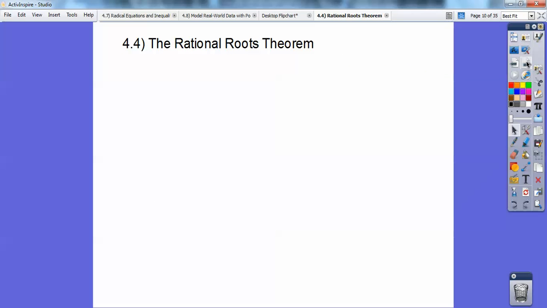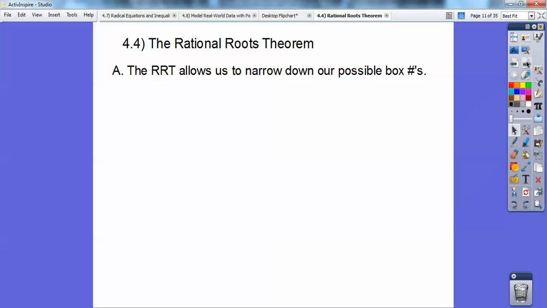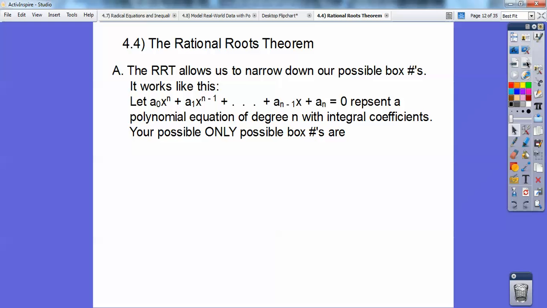Okay, so the rational roots theorem allows us to narrow down the box numbers. In the last lesson, we just were guessing on box numbers and looking for zeros. And fortunately, I set you up with some problems that the zeros were easy to find, but sometimes they're not. So what this does is lets us narrow down our possible box numbers.